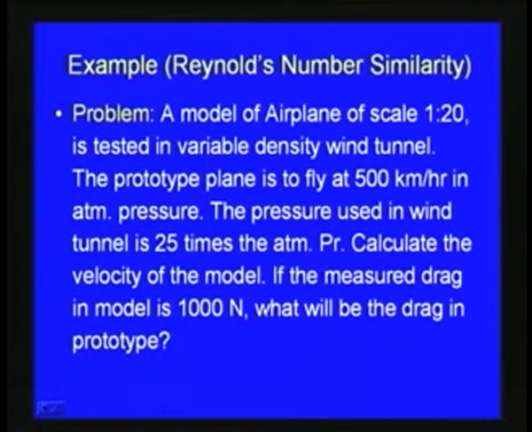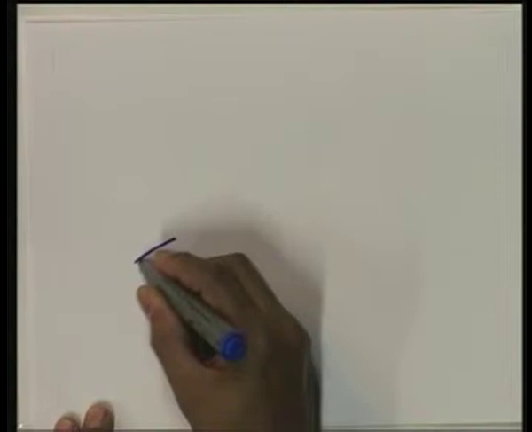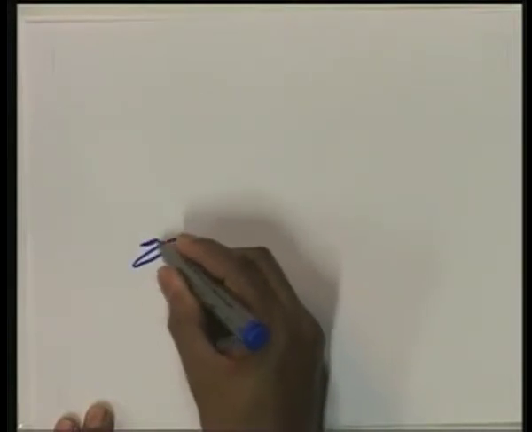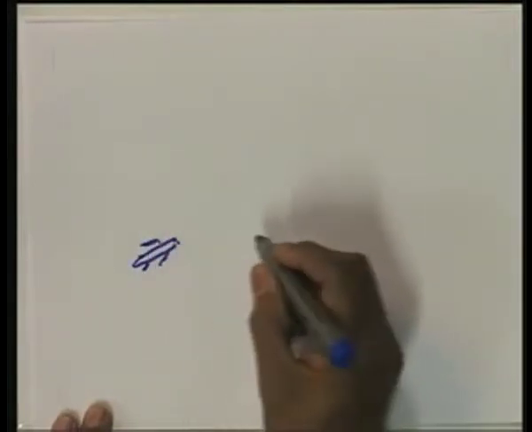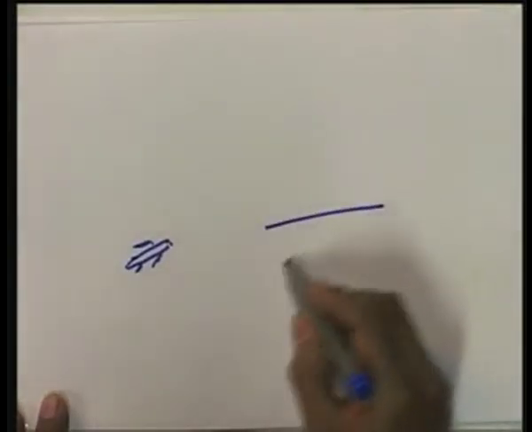So, here we consider an aeroplane. With respect to the aeroplane, you can see that we are considering a wind tunnel.